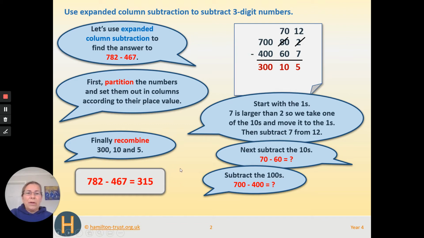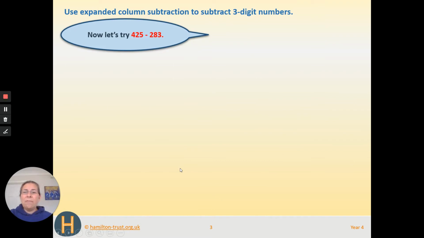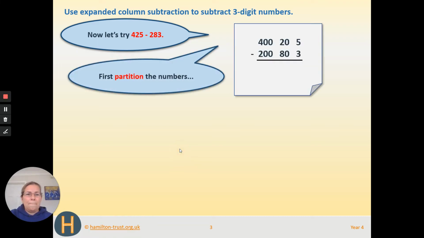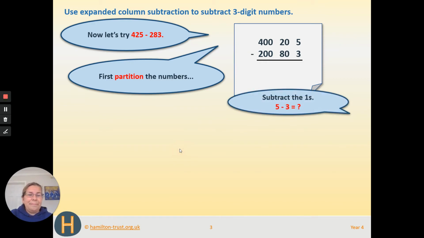Let's have a go at another one together. Now let's try 425 take away 283. First, set them out in the columns. Partition them out. Excellent job. Ready to have a go at that? 5 take away 3. Brilliant. Now 20 take away 80. If I've got 20, can I take 80? No, because there aren't enough.